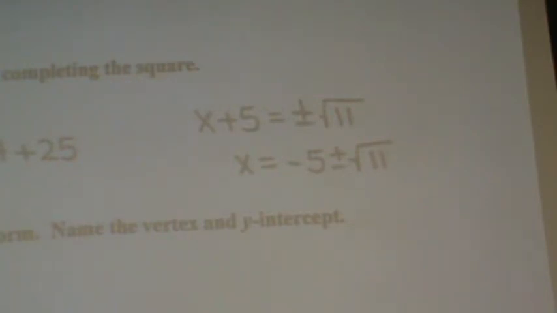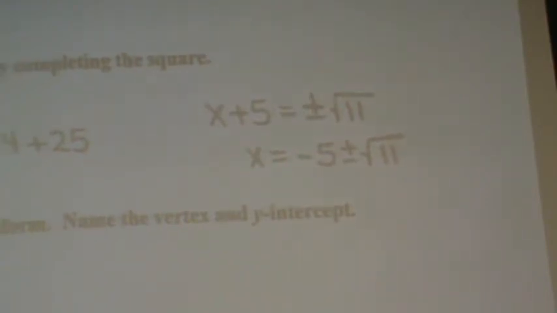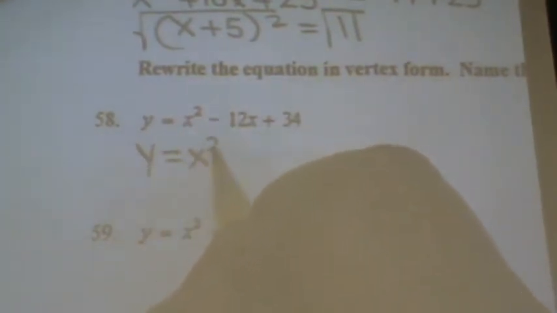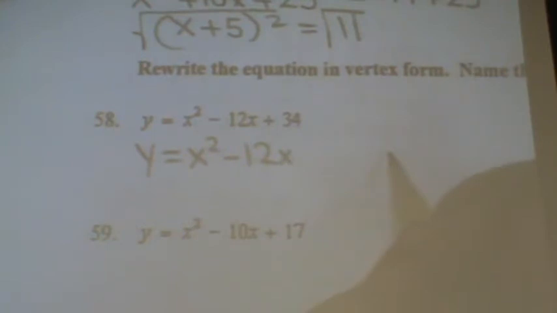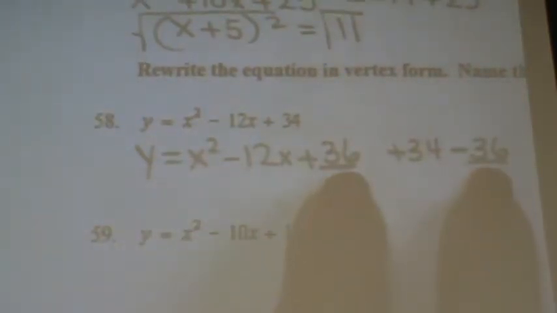Okay, we did 58 and 59, but we're gonna practice some more of them. How do you write this in vertex form? We're gonna slide 34 over. You take half of -12, which is -6, and square it. We're gonna add 36 here, but we have to take it away, because we want this to look like nothing is done to this side. Okay? Now, keep the 3.